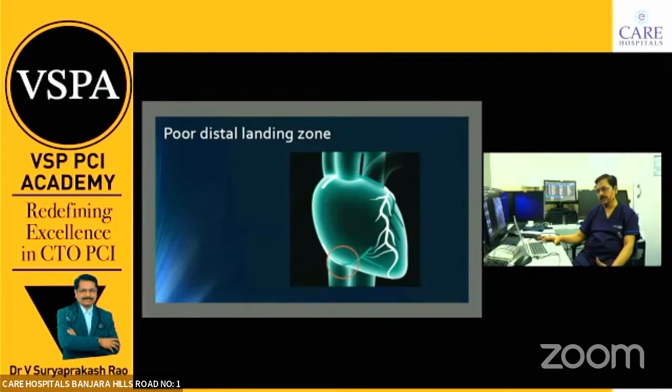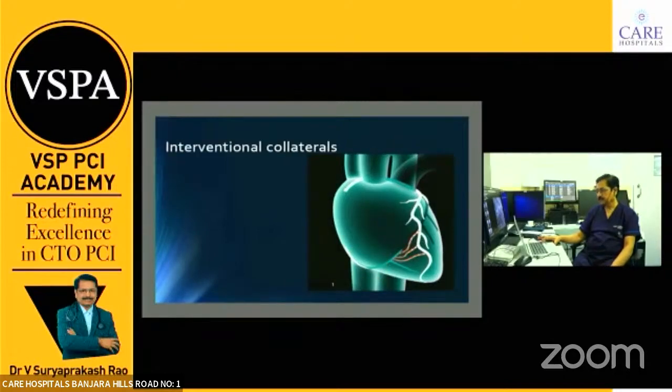A large collateral, not a subtle one, with a straight entry and exit point is the easy way of learning initially, rather than doing surfing, which is sometimes risky. The interventional collaterals should be straight, the entry and exit points should be very clear, and the landing zone should be a little away from the cap. That's very important. The gap between the cap and the collateral is important.